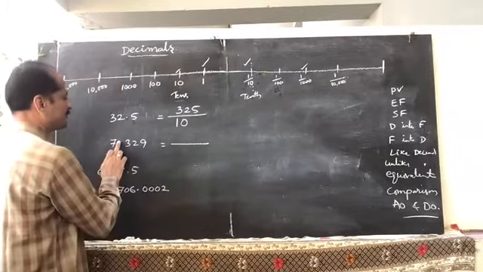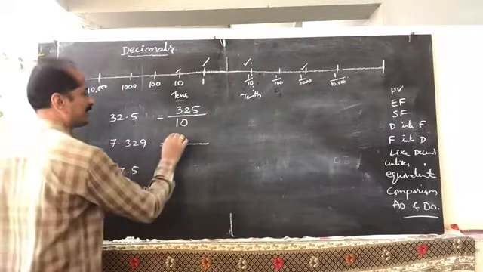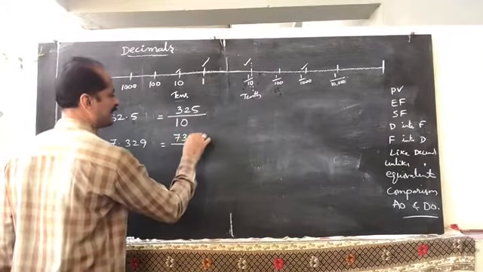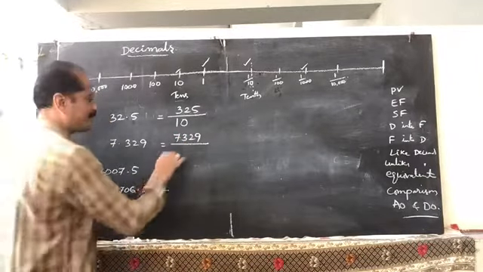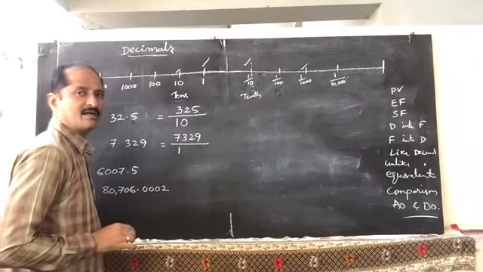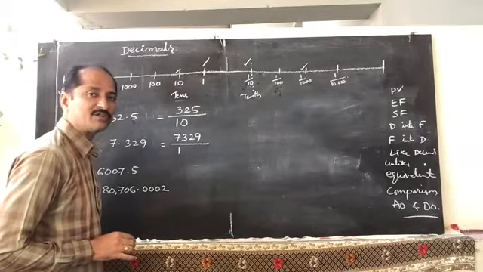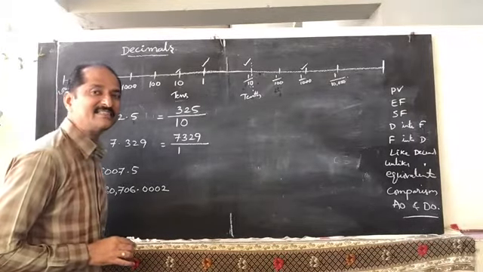So if you are removing the decimal point, 7329. Write down here in the numerator 7329 divided by 1 after which we have to write down zeros. How many zeros should we write? As many as there are digits in the decimal part.